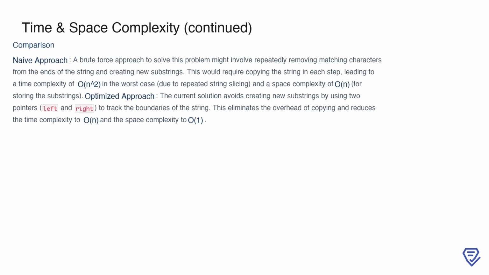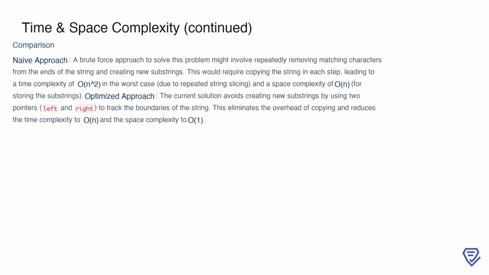When we compare this optimized approach to a naive solution, the difference becomes even clearer. A brute force method might involve repeatedly slicing the string to remove matching characters from the ends. Each slicing operation creates a new substring, which increases both time and space requirements. Specifically, the time complexity in the worst case would become O(n²), since we would be creating new substrings in each iteration. Additionally, the space complexity would increase to O(n) for storing these substrings.